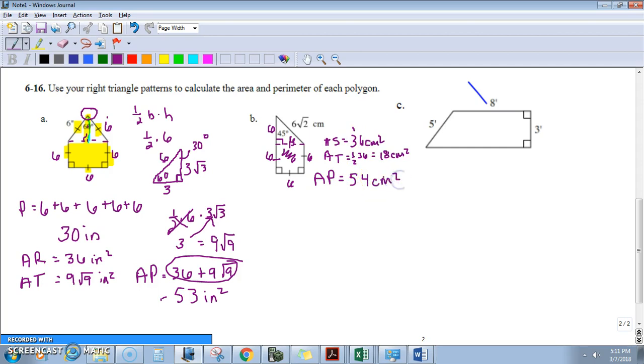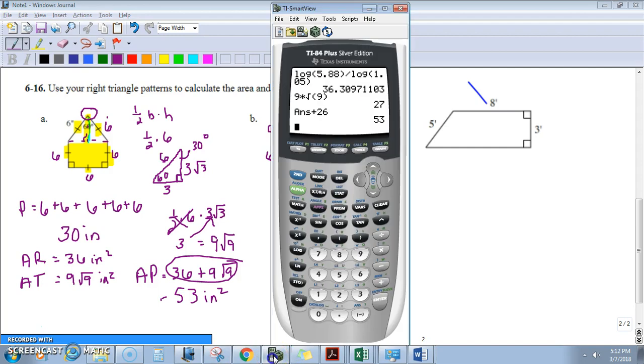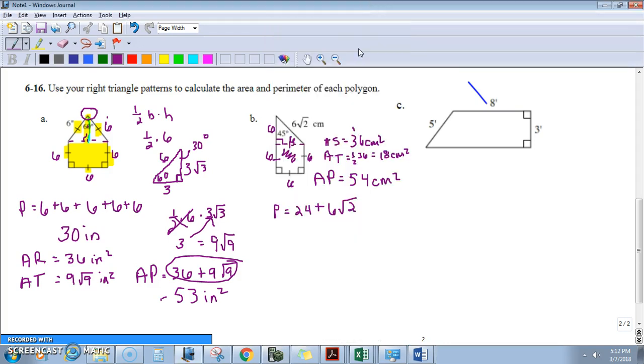centimeters squared. Now let's do the perimeter. The perimeter, we're going to add 6 plus 6 plus 6 plus 6, which is 24. So the perimeter is equal to 24 plus 6 root 2, and this time I'm not lying. You cannot find the square root of 2. So let's go ahead and put that into the calculator. 24 plus 6 root 2 equals approximately 32.49 centimeters.